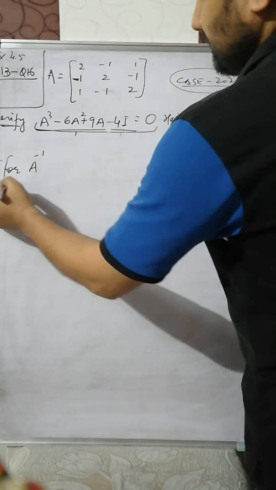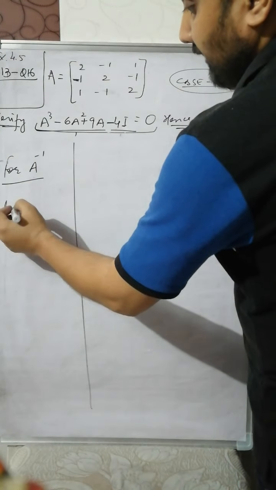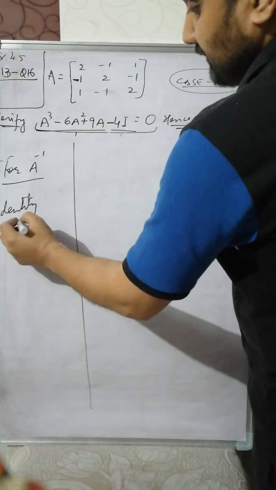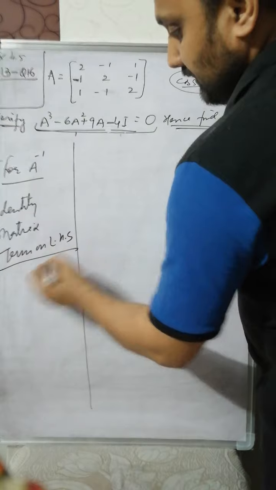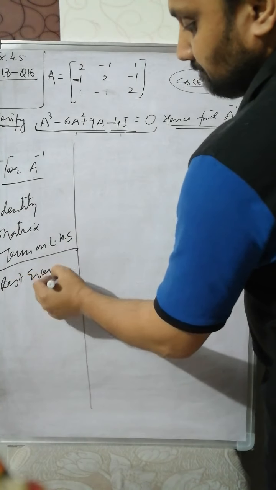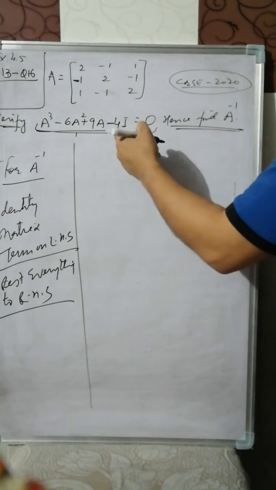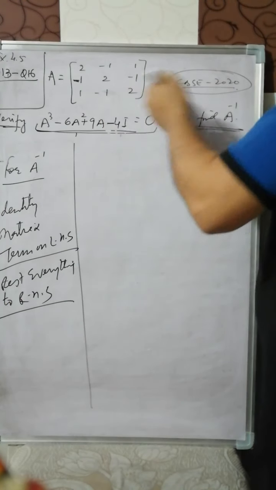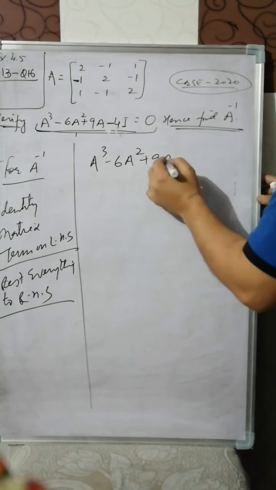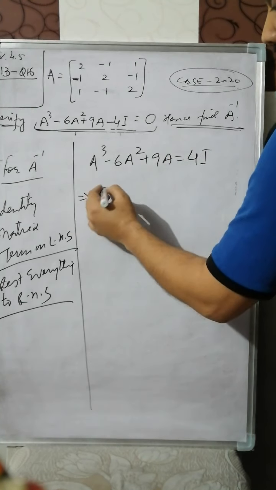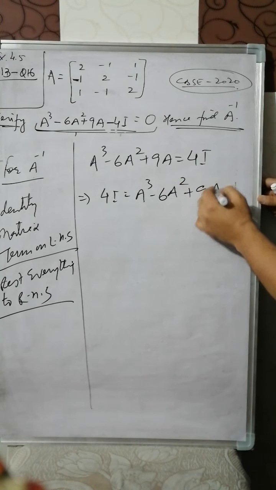For A inverse, I'll write the algorithm first. What you do is always keep identity matrix term on LHS, rest everything to RHS. Right, so that is what I do here, मैं आइडेंटिटी को राइट साइड ले जाता हूँ, मतलब वही रहा उसका, है ना. And this will be 4I is equal to A cube minus 6A square plus 9A.